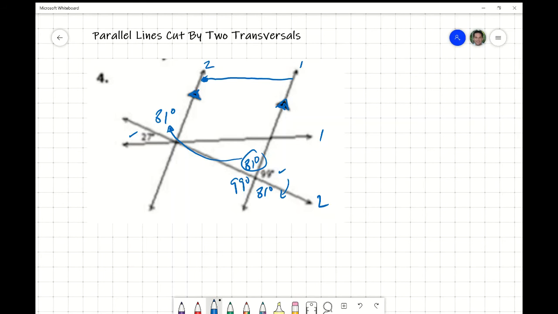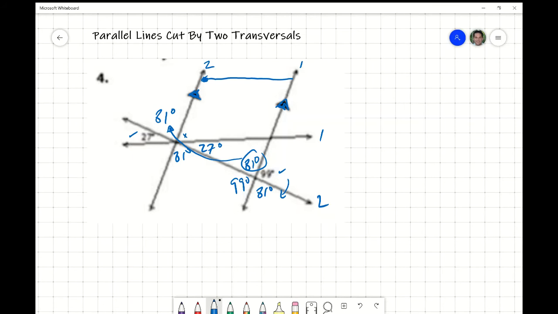Then we've got something going on here. So we've got this right here, 27 degrees, like that right there, right? So we've got 27 degrees there. And we've got 81 degrees here, right? We've got 81 degrees here because it's vertical to that right there. So how do we find this missing angle?